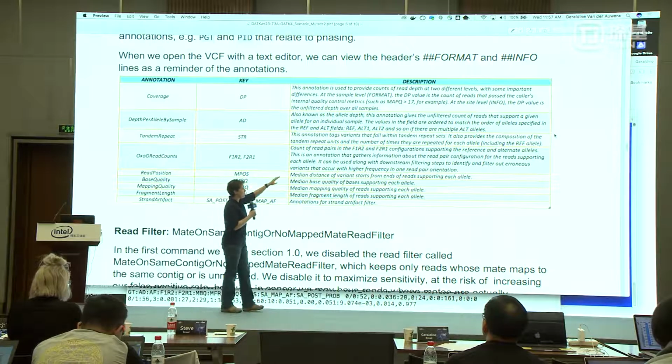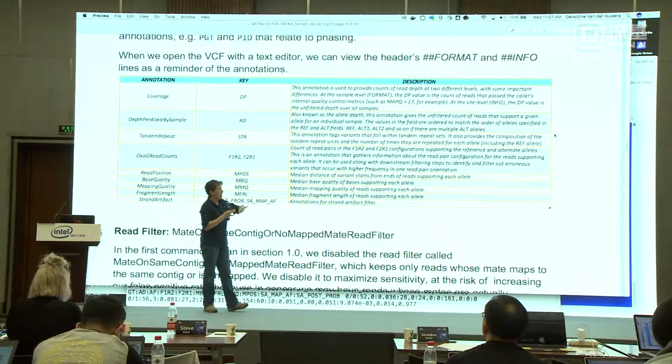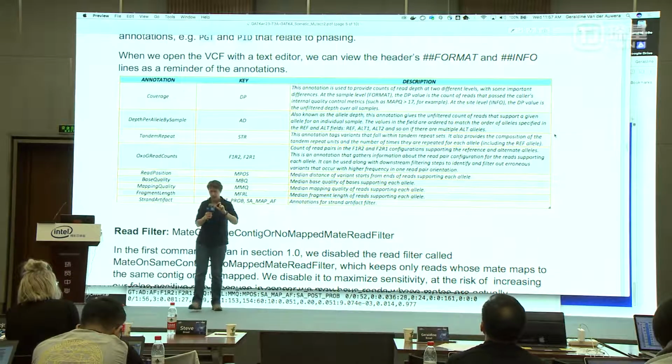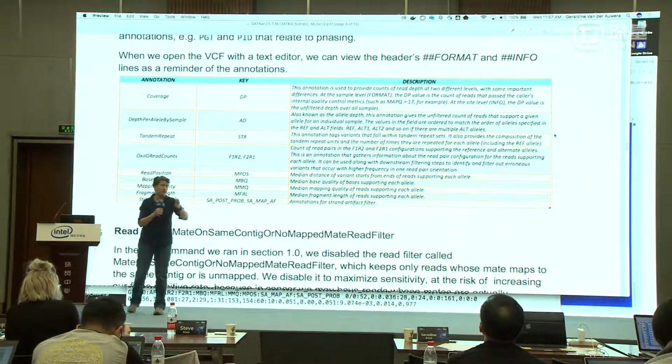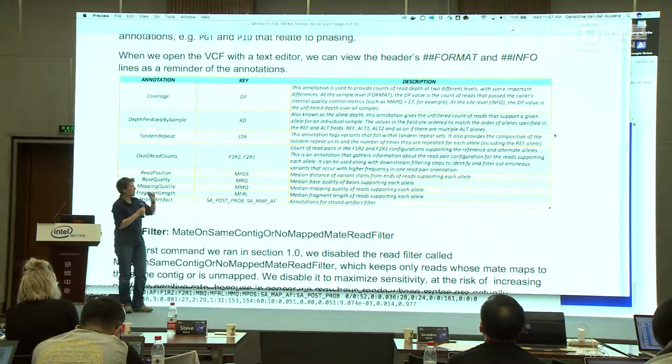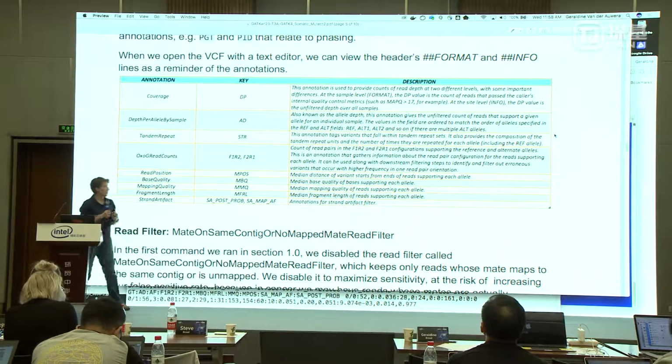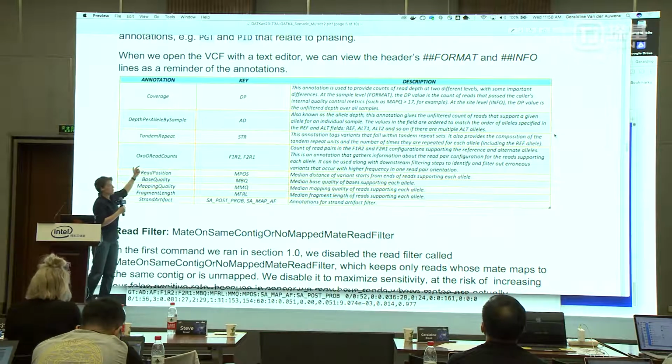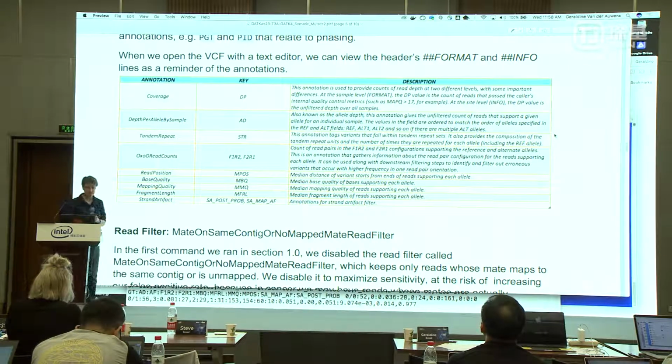As you can see, it's going to count the read pairs that are in specific configurations that have a skew in which alleles they support. And that refers specifically to one of those pre-adapter artifacts that we were talking about earlier. That's one of those pre-adapter metrics related to the statistics. Okay?